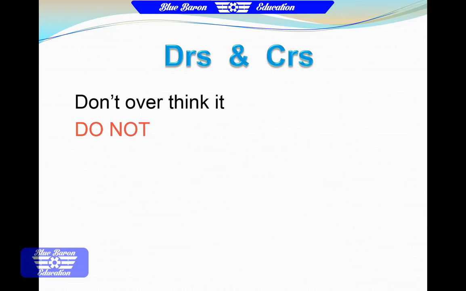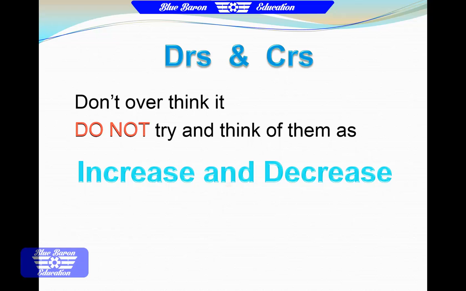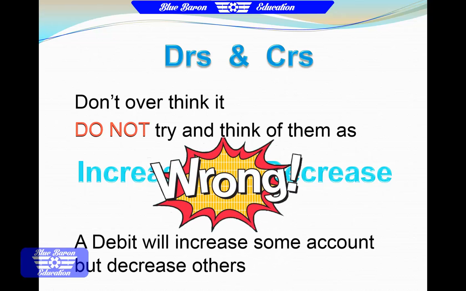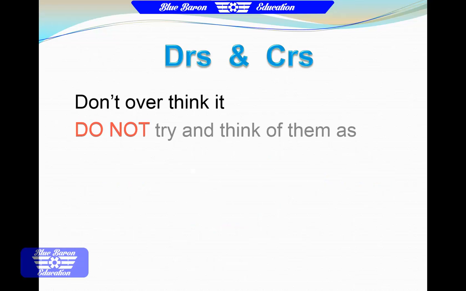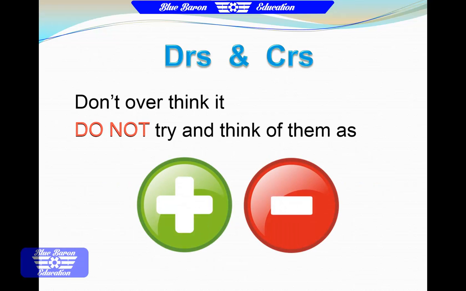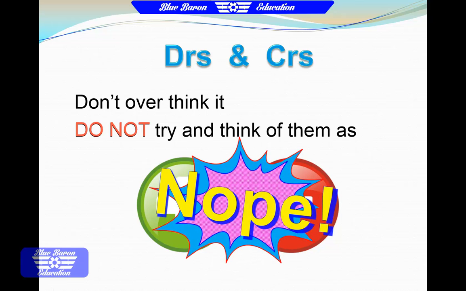Don't try to overthink this. A lot of students starting out try to associate debits and credits as increases and decreases. That doesn't work. A debit will increase some accounts, but it will decrease others. Don't try to think of them as pluses and minuses. It's got the same problem. Some will increase, some will decrease. Some will be positive, some will be negative. So a debit can operate both ways.